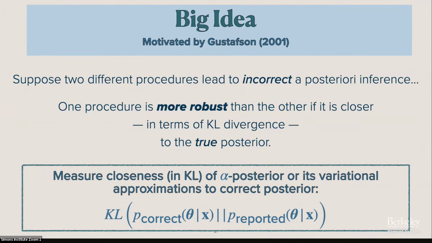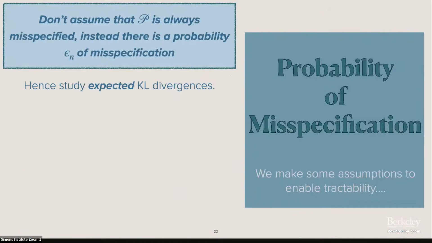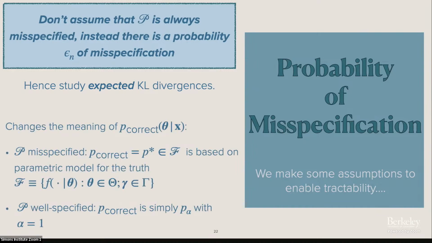So, what I said is that I wanted to study this. But now if there's some probability of misspecification, the meaning of P correct is going to change according to whether I'm misspecified or not. So what we study are actually expected KL divergences, one with the misspecified contribution and one with the correctly specified contribution.